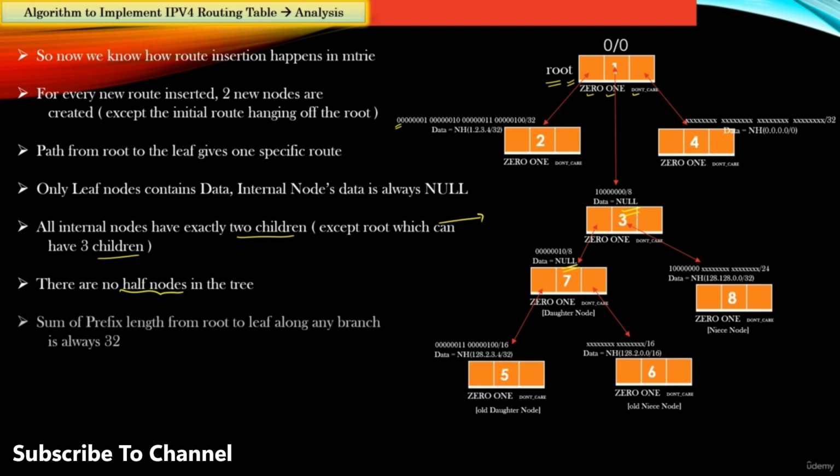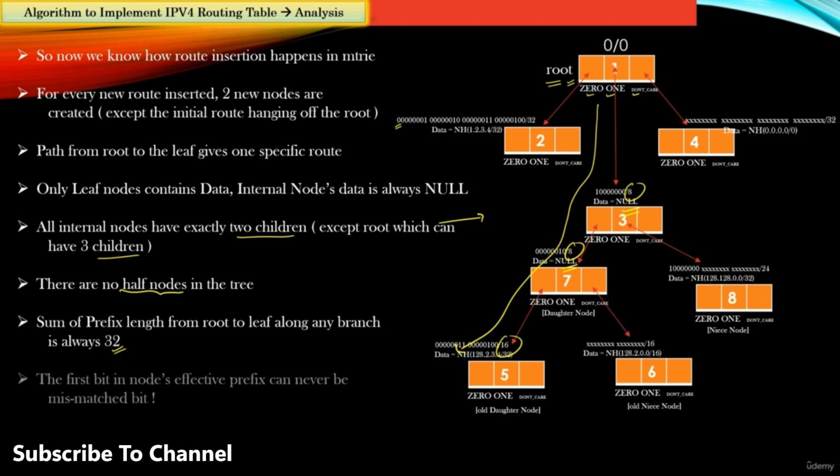Sum of the prefix lengths from root to leaf along any branch is always 32. So you can see, let us suppose that we take this branch. The sum of the prefix lengths, which is 8 plus 24, is 32. You can take any branch and the sum of the prefix lengths from the root to the leaf is always 32. And the first bit in a node's effective prefix can never be a mismatched bit.